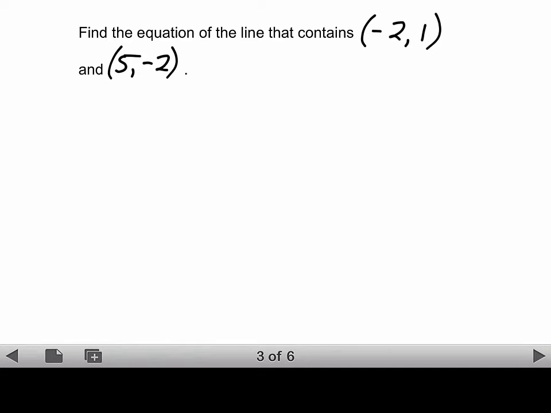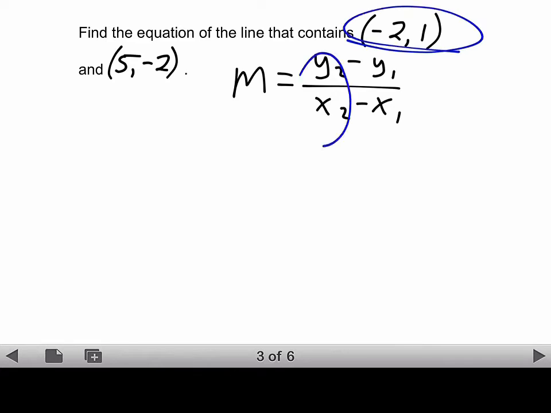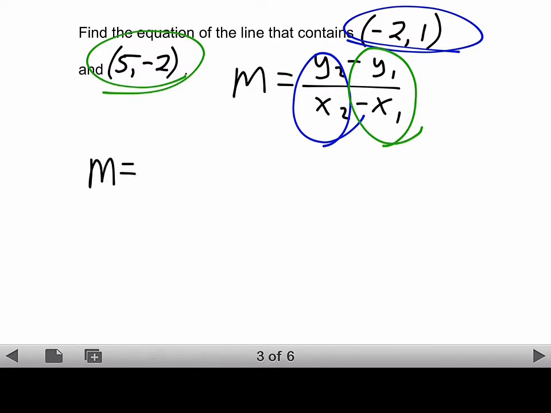First we find the slope. The slope formula is m equals y2 minus y1 divided by x2 minus x1, and I'll select negative 2, 1 to be the y2 and x2, and 5, negative 2 to be y1 and x1. Using this order, we have m equals, in the numerator 1 minus negative 2, and in the denominator negative 2 minus 5. Again, we use negative 2, 1 as our x2 and y2.